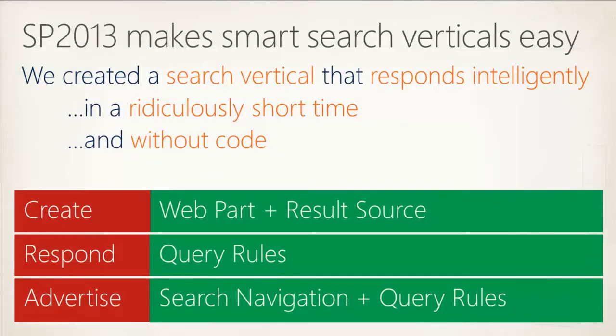And in order to respond intelligently to what a user wants, you use query rules. You think of where is the user, you think of when the query rule should fire, and you think of what it should do. You understand, you act, and then you communicate. And finally, when you've got a very nice experience, you can advertise it. You can give it to users who ask for it explicitly using search navigation, and you can give it to users implicitly using query rules.